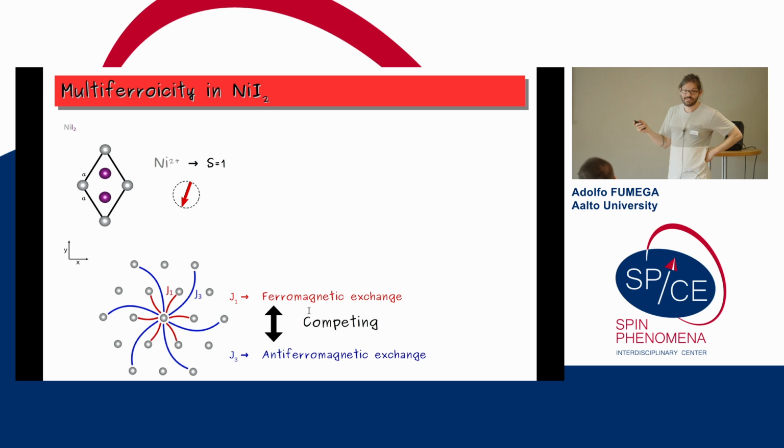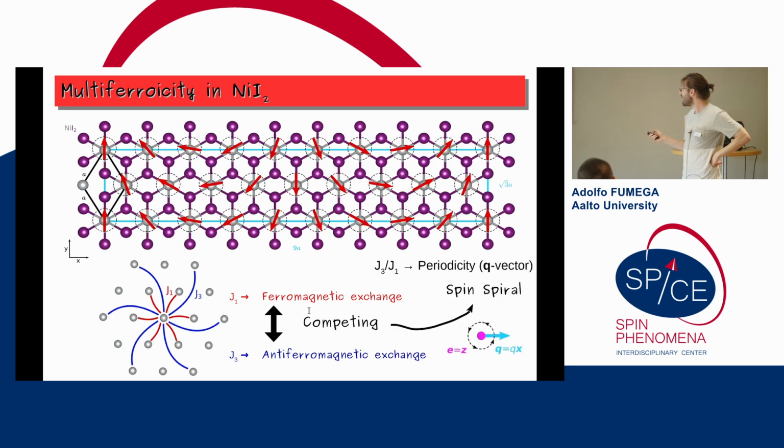And the point is that the first neighbor is ferromagnetic, while the third neighbor is anti-ferromagnetic. So when this happens, a competition is established between them. And the kind of magnetic order that we end up having is this sort of spin spiral order, which is described by this Q propagation vector, also the rotation vector of the spiral.